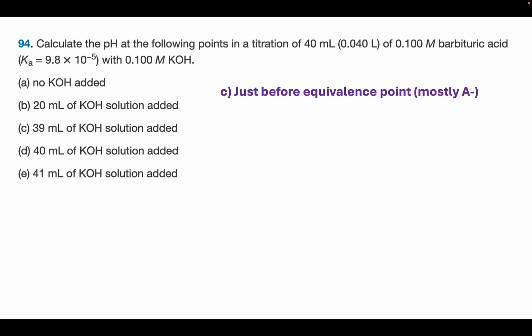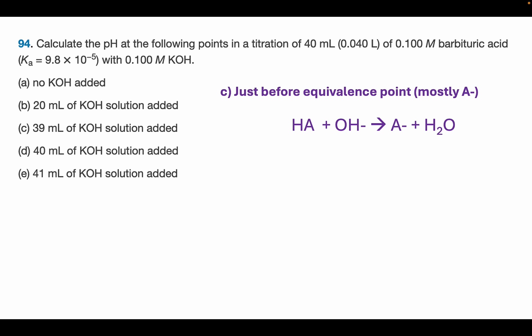Okay, what about just before the equivalence point? Here, we do want to make sure that we're taking into account the concentrations of the HA as well as the A minus that's formed. So what is the composition of this buffer when we don't quite get to the equivalence point? Here we want to pull out that reaction that we already stated. This is the reaction that occurs.